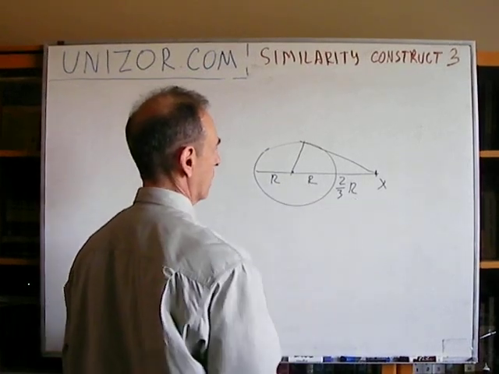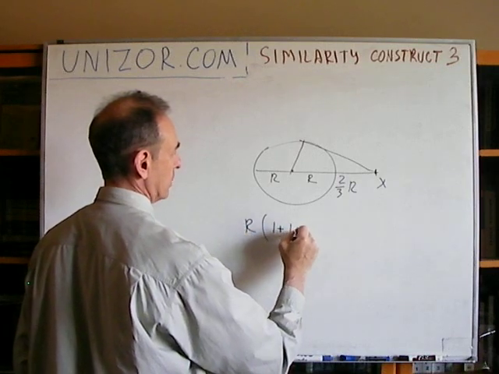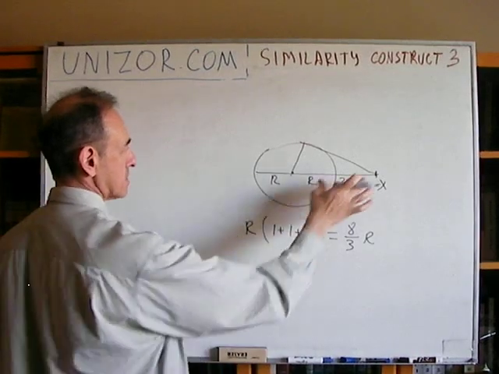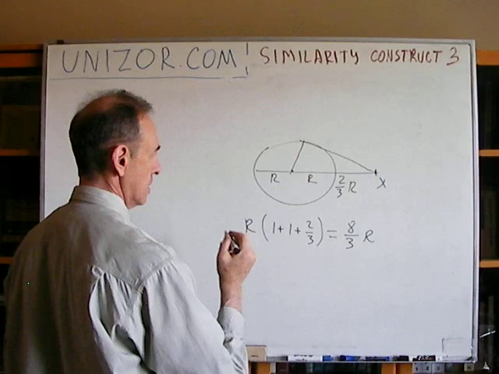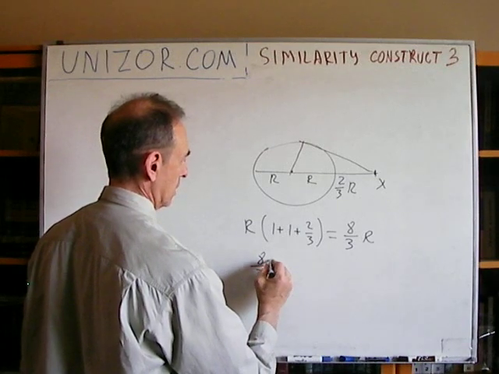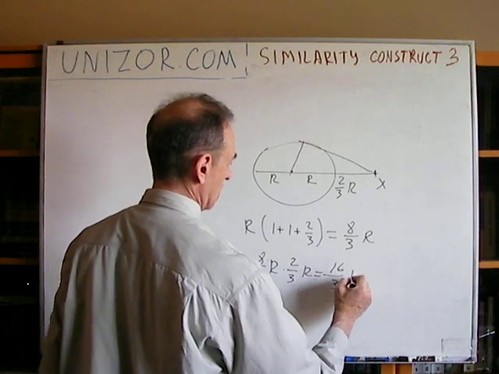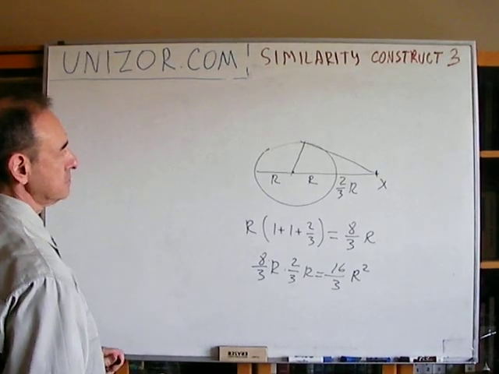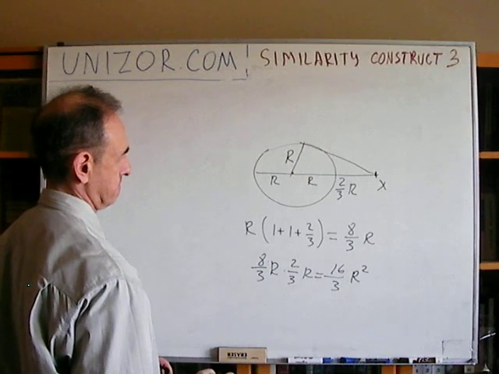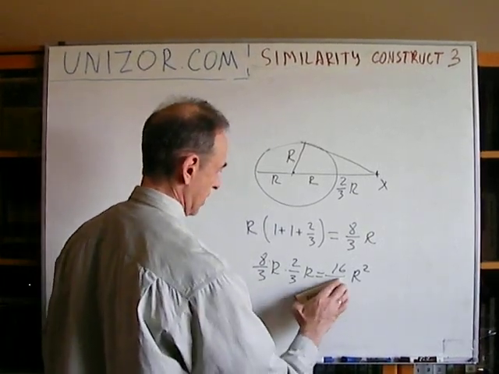R plus two-thirds of R, right? So the whole length is R times 1 plus 2/3, which is equal to 5/3 of R. The external part is 2/3. So the multiplication of the whole secant by its external part would be 8/3 R times 2/3 R, which is 16/3 of R square, right? No, nine. Sorry. See, something is wrong.